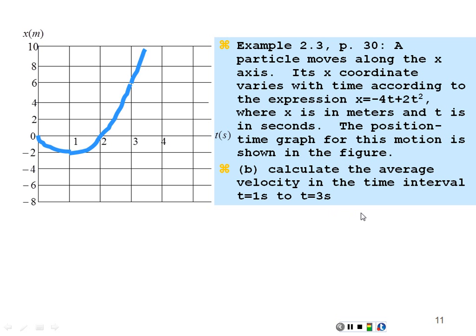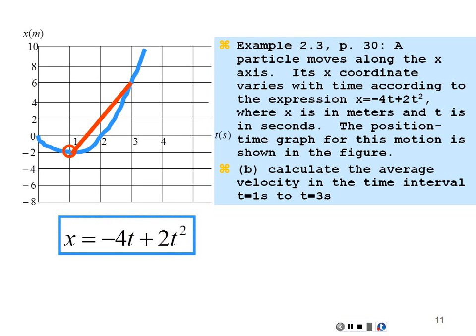All right, so we're going to go from 1 second to 3 seconds. x is equal to negative 4t plus 2t squared. At t equal 1 second, I can calculate what my initial position is. That's going to be negative 4 times 1 second plus 2 times 1 second squared, which would be negative 4 plus 2, or negative 2. Or I could have looked at the graph and seen that at t equal 1 second, I'm at x equal negative 2.